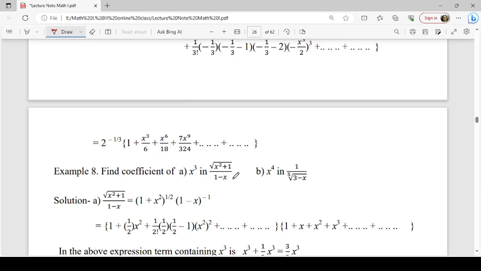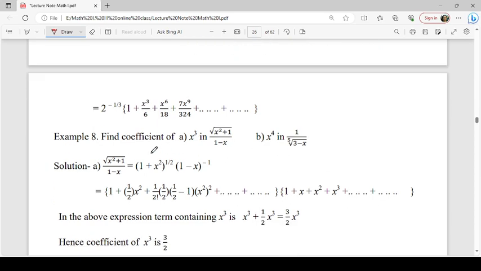This, how will you do it? This x cube. So two expansions are here. One is (1 plus x square) to the power half, and the other is (1 minus x) to the power minus 1. So we are expanding both of these. Now we see x cube. So these are the expansions. Two expansions are here, and we are multiplying them.